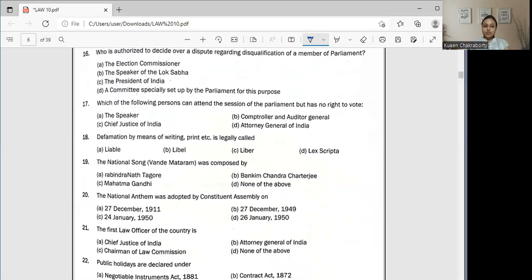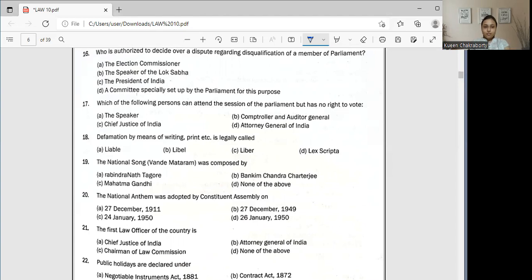Now moving to question number 16. Question number 16 says, who is authorized to decide over a dispute regarding disqualification of a member of parliament? Option A, the election commissioner. Option B, the speaker of the Lok Sabha. Option C, the president of India. Option D, a committee specially set up by the parliament for this purpose.